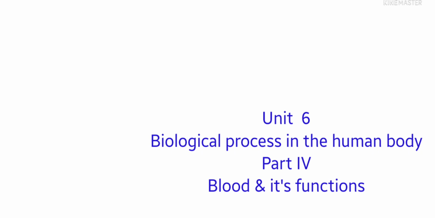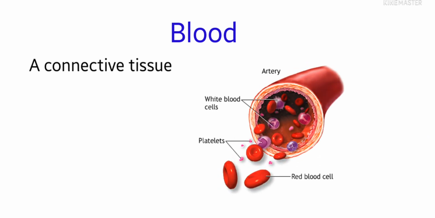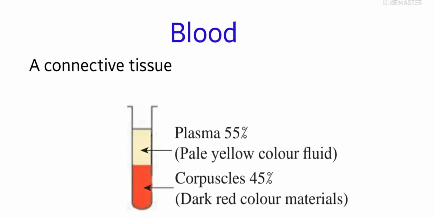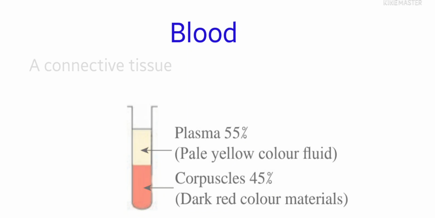In this session, we discuss the blood and its function. Blood is a special connective tissue. When blood is centrifuged and kept aside, there will be two different layers. The dark red layer has blood cells or corpuscles, and the pale yellow layer contains the plasma.